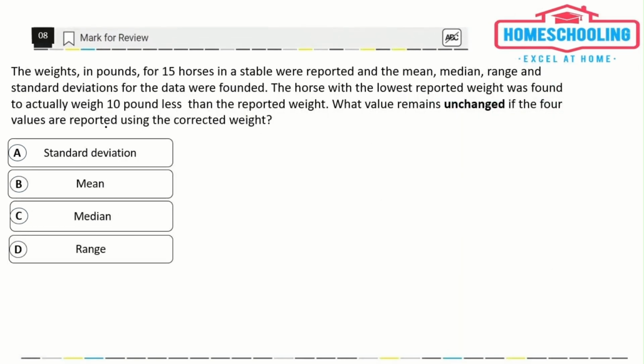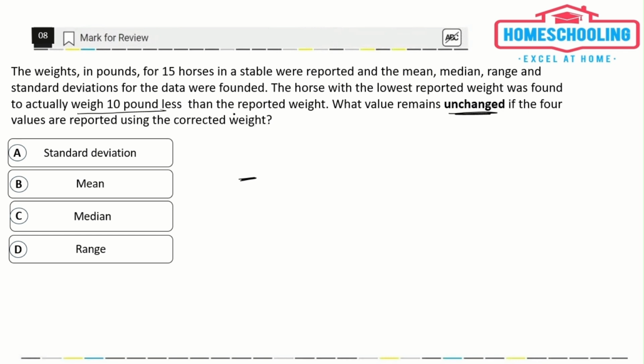Now, question number 8. It says that the weights in pounds for 15 horses in a stable were reported, and the mean, median, range, and standard deviation for the data were found. The horse with the lowest reported weight was found to have actually weighed 10 pounds less. So which value remains unchanged among standard deviation, mean, median, and range if four of the values are reported using the correct weight?